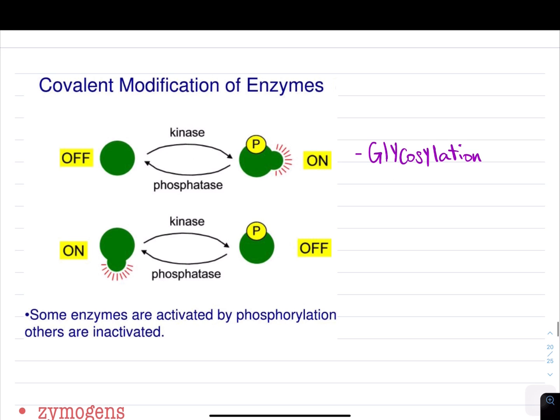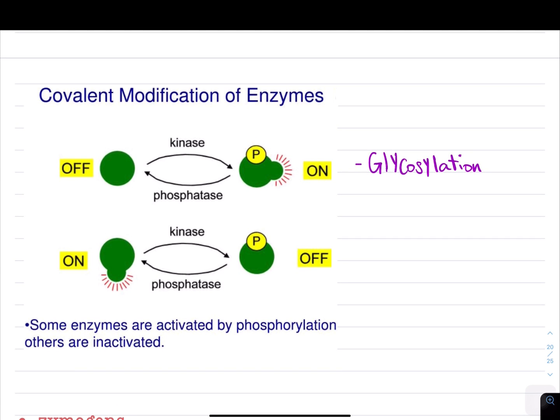We also have covalently modified enzymes. Enzymes can be activated or deactivated by phosphorylation or dephosphorylation. And we don't know if the phosphorylation or the dephosphorylation will activate or deactivate the enzyme, but we can determine that by experiments, of course. Glycosylation, which is a covalent attachment of sugar moieties, can tag an enzyme for transport within the cell, or it can modify protein activity and selectivity.